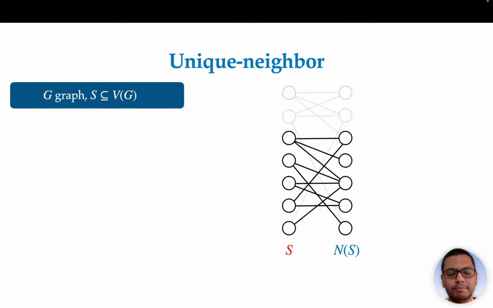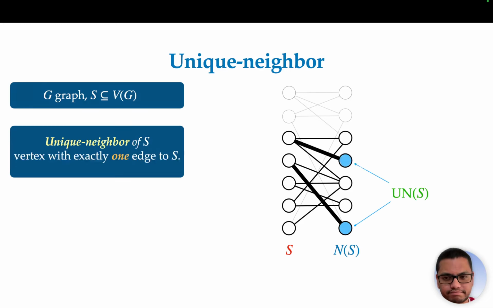So let G be a bipartite graph, and let S be a subset of vertices on the left side of this graph. Here, you should think of S as being the bolded vertices on the left, and the neighbors of S are the bolded vertices on the right. We call a neighbor of S a unique neighbor of S if it has exactly one edge back to S. So in this particular case, the two vertices colored blue are the unique neighbors of S.